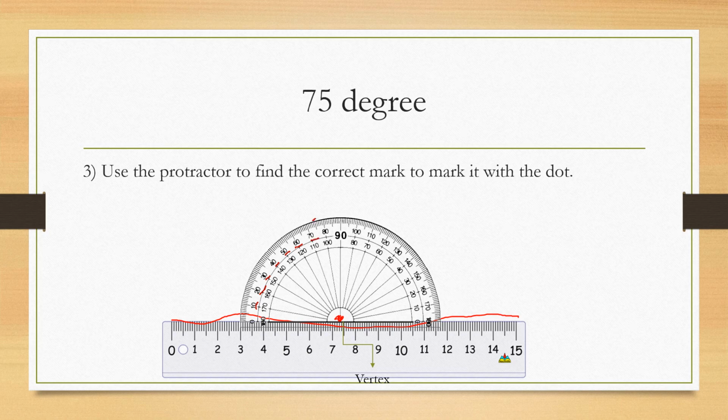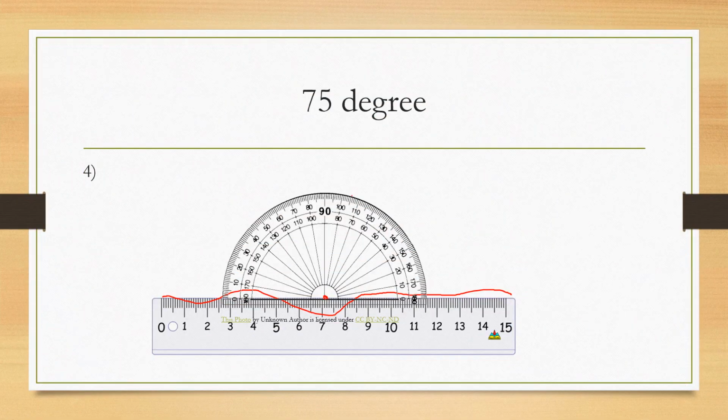So I'm going to draw a line. I'm going to mark it 75 degrees on the protractor. Now the next thing is that I need to use the protractor to find the correct mark to mark it with the dot. So I used the inner scale, so I'm going to mark it with the dot.